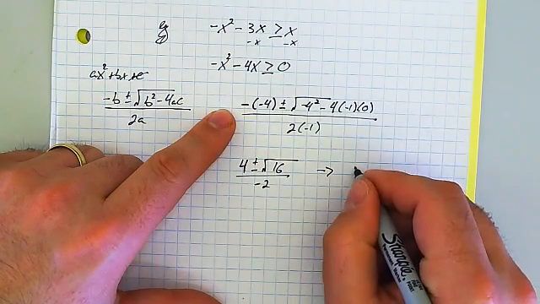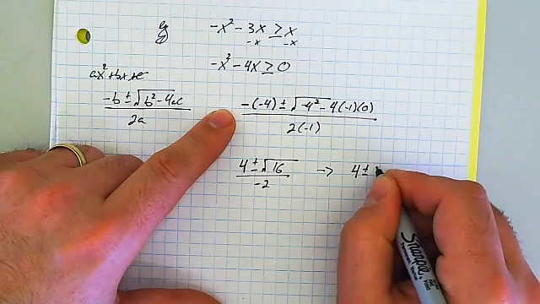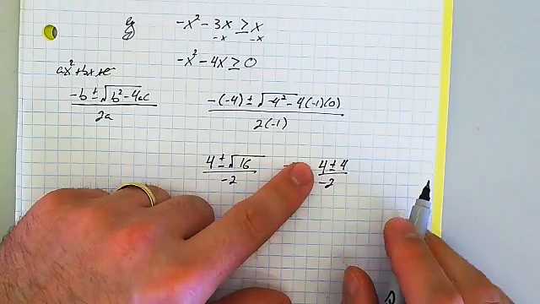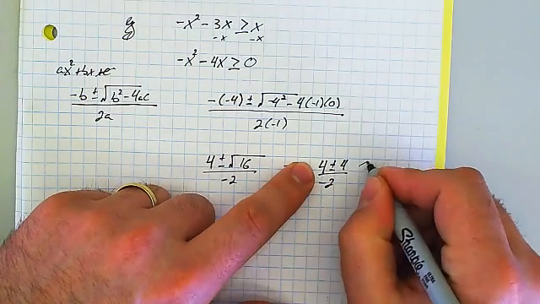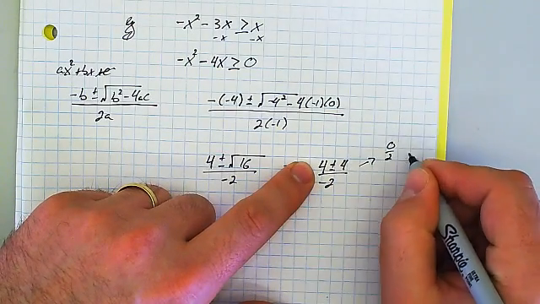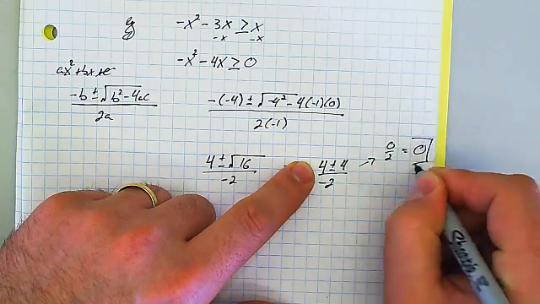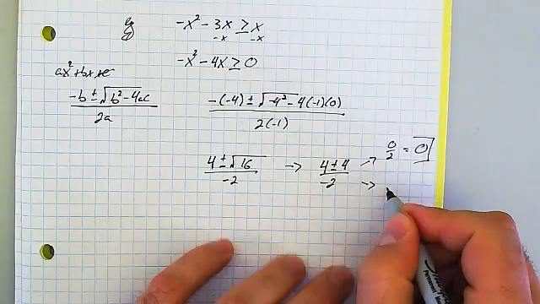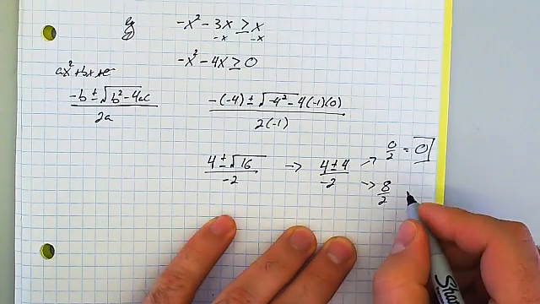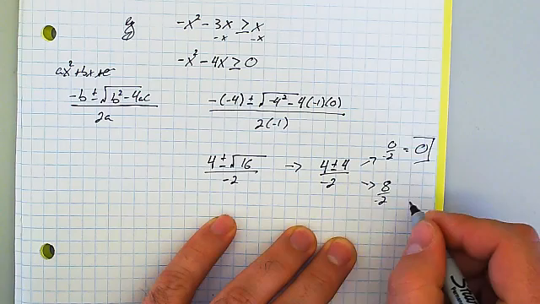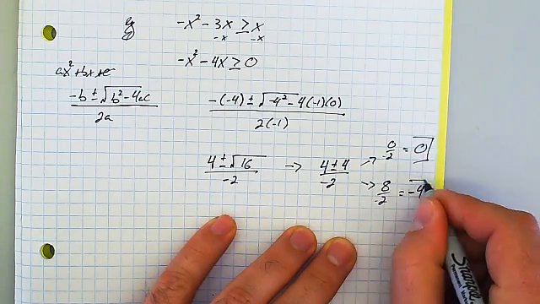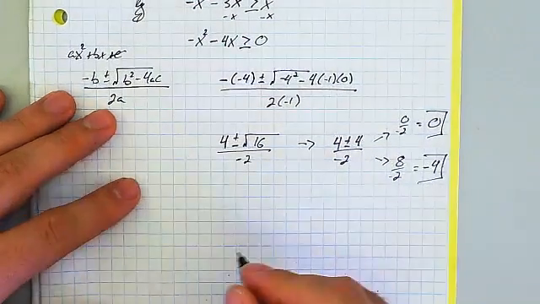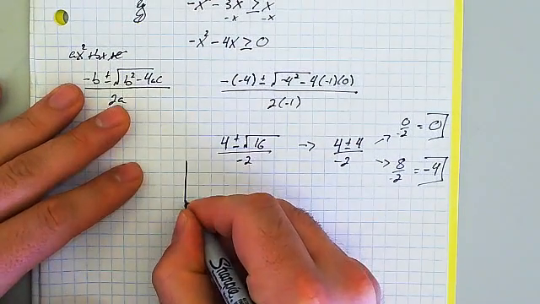The square root of 16 we know is 4. So really our two zeros are 4 plus or minus 4 divided by negative 2. So 4 minus 4 turns into 0 divided by negative 2, which equals 0 as one of where we cross the x-axis. And 4 plus 4 is 8, and 8 divided by negative 2 turns into negative 4. So I know the 2 points on my graph are going to be at 0 and negative 4.